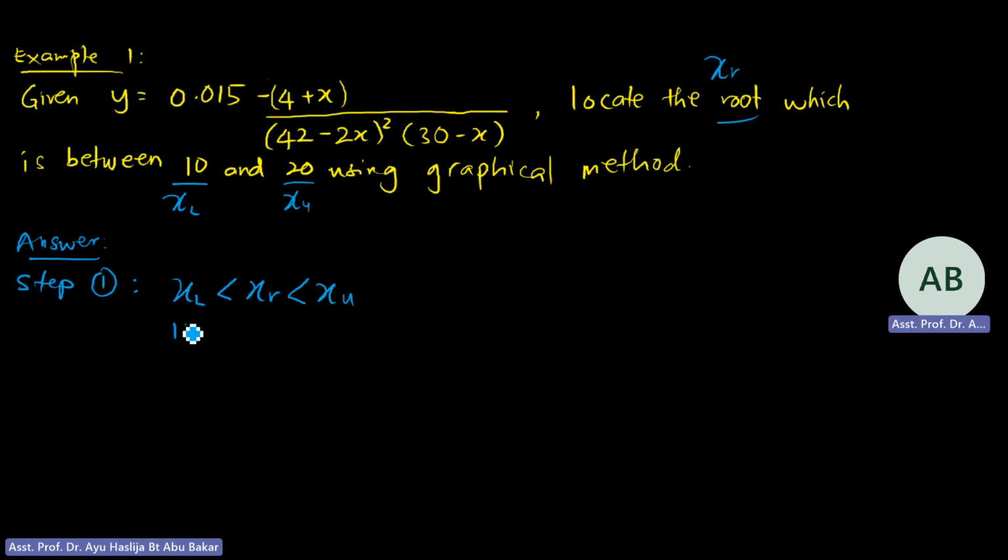So XL is 10, XU 20. Okay, so how about the Y? YL, YU. Remember the root is when Y equals to 0. So later on, we will need to find the YL and YU as well.